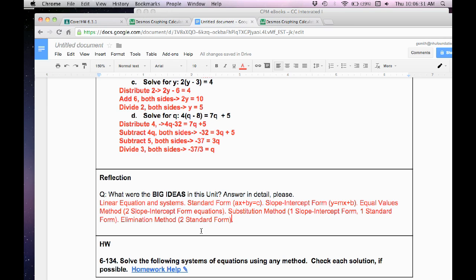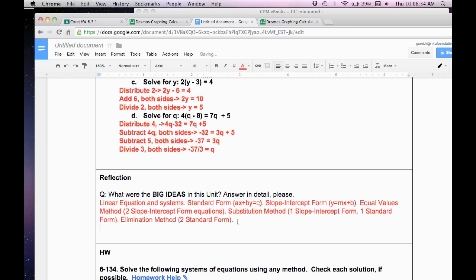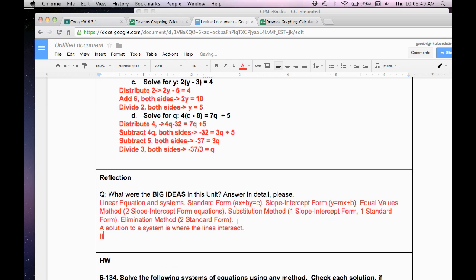So other things is that a solution to a system is where the lines intersect. Other things, if the lines do not intersect, they are parallel. And this would be no solution.